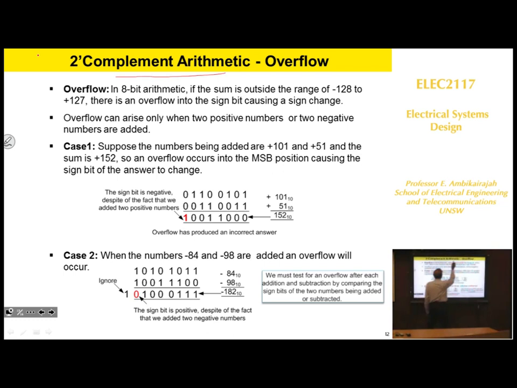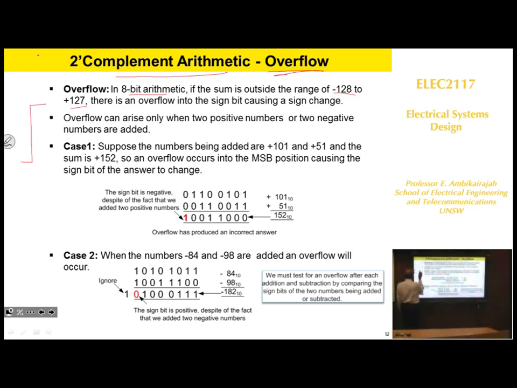Now the last part in 2's complement arithmetic is the overflow, and you need to keep an eye on this when you're writing a program in assembly or at low level programming. If you are doing high level, like C, C++, Fortran, Pascal or various languages, you don't need to worry about it, even in MATLAB. Whereas at low level, which is what you will be writing in assembly to understand the full structure of the hardware, you need to keep an eye on overflow. So in 8-bit arithmetic, if the sum is outside the range minus 128 to plus 127, there will be an overflow.